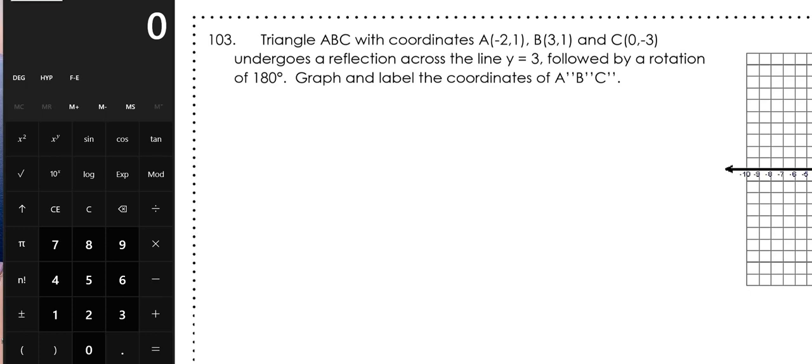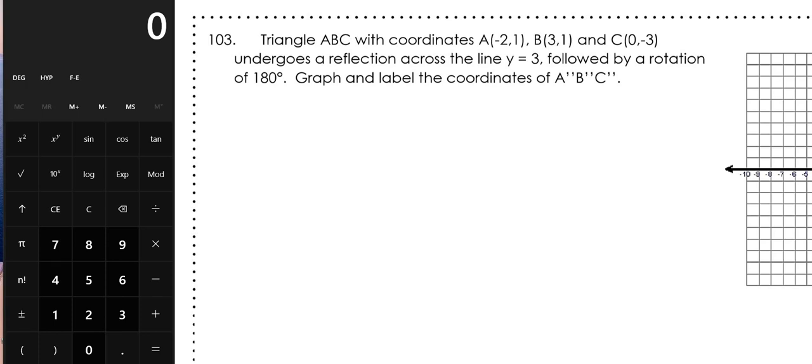Page 21, number 103. Read the question and then come back. Okay, let's get started. Now, you know that you're doing two different transformations in this problem. One of them really does require a graph, so make sure you have graph paper handy. Now, let's look through and see what they need us to do.